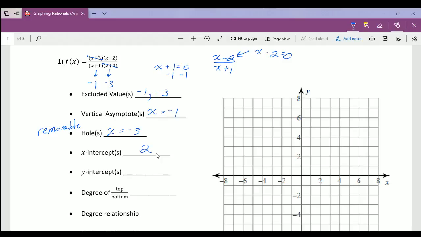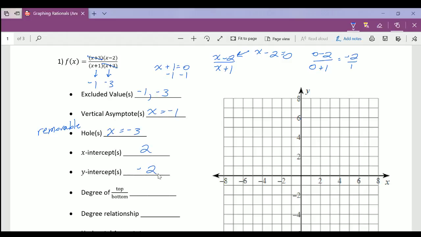So our x-intercept is 2. The y-intercept is whatever you're going to get when you plug in 0. So I'm going to take the simplified one and say (0 - 2)/(0 + 1), and that would be -2/1. In other words, -2 is our y-intercept.